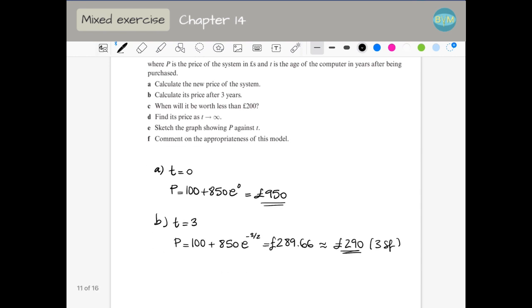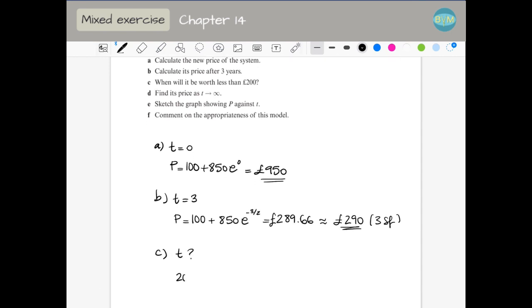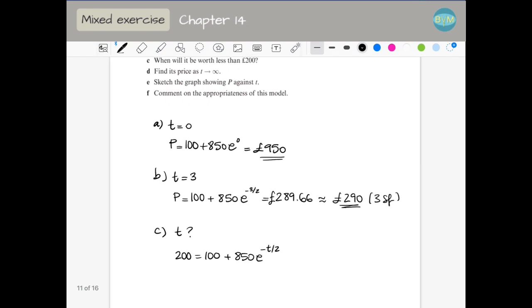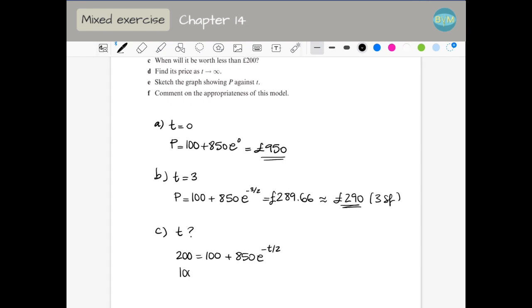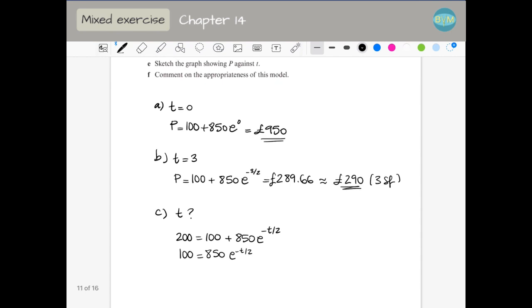C, when will it be worth less than 200 pounds? So what we are going to check is when it is 200 pounds. So how many years need to pass until the price is 200, and then after that it will be less than 200. So we substitute the price by 200 and find T. We are going to put all the numbers together. So 200 minus 100 is 100, is 850 e to the power of minus 3 halves. We can divide, and we have 10 divided by 85 is e to the power of minus 3 halves.